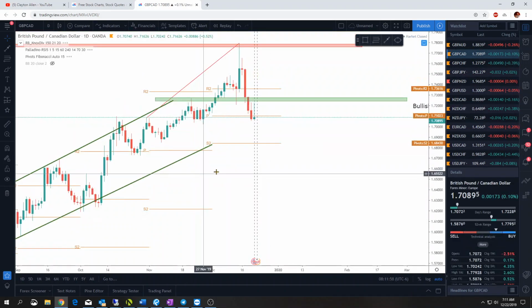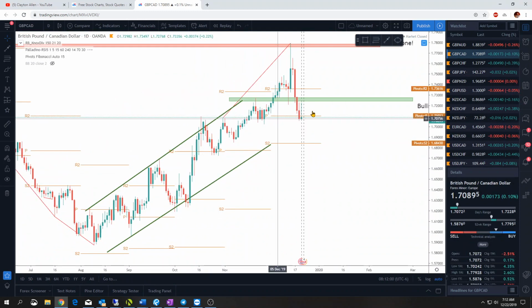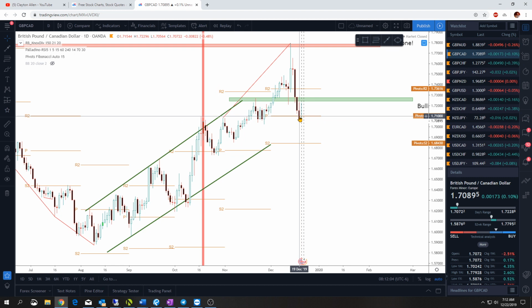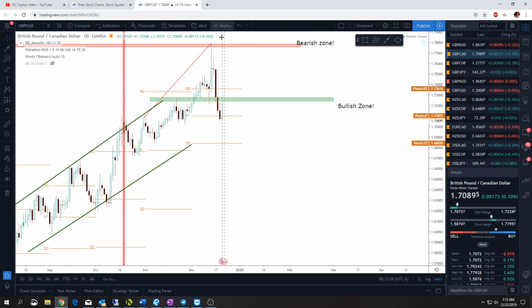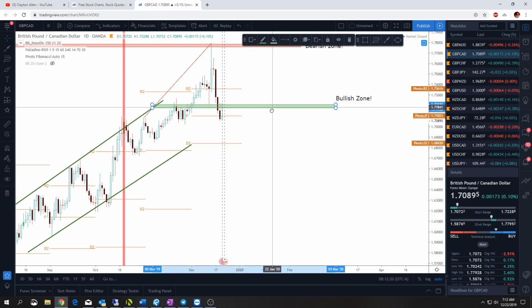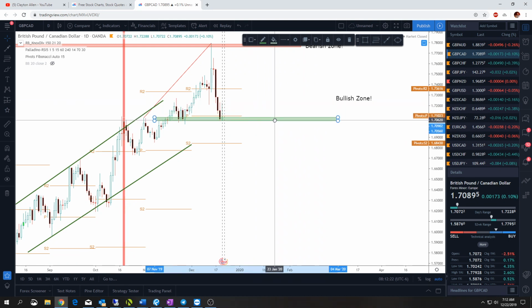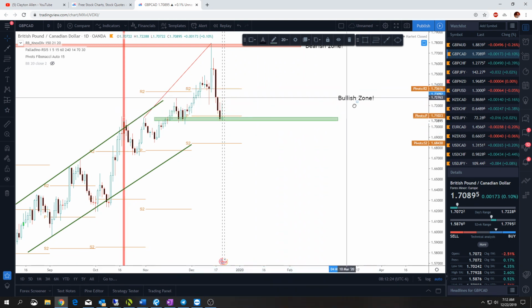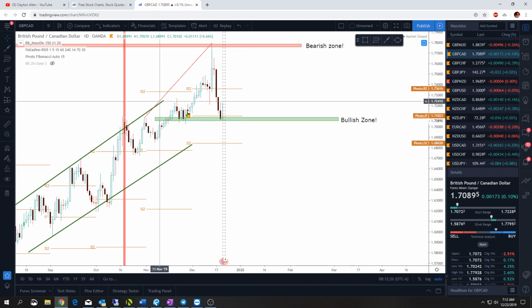British pound, Canadian dollar. See, it's already made its way back to the pivot. So price made this massive move up like the rest of them. Price on the Canadian dollar pair, British pound, Canadian dollar, has already gotten back to its pivot. So we may want to be bullish here. We'll have to see what price does at this location.